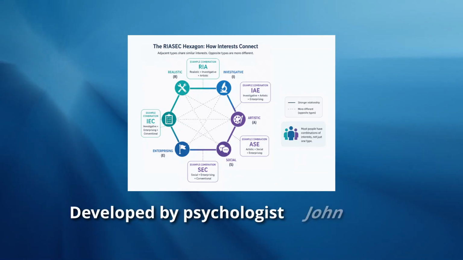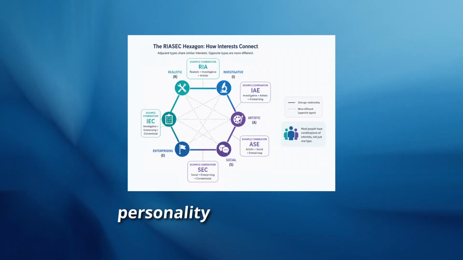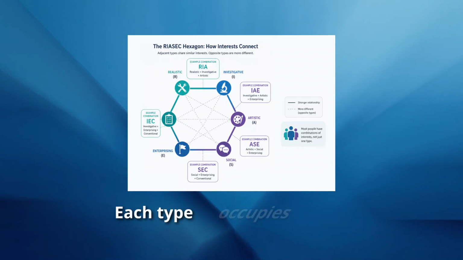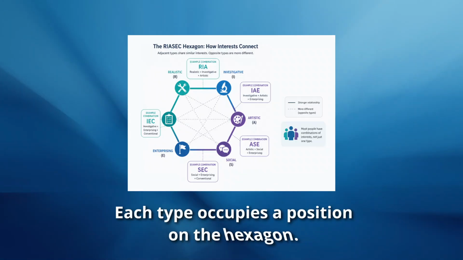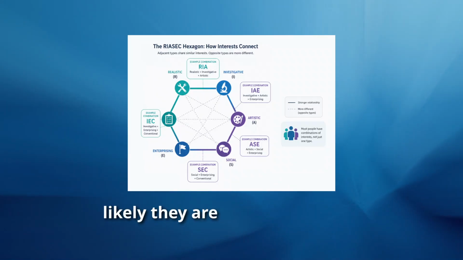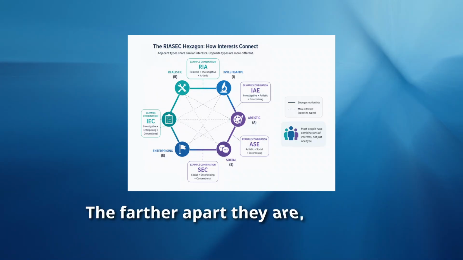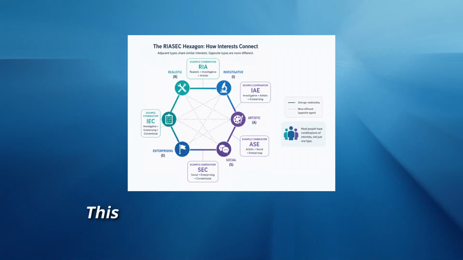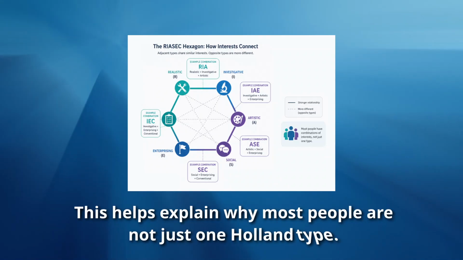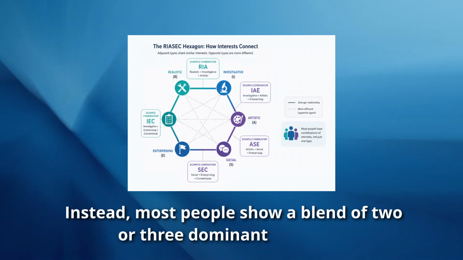Developed by psychologist John Holland, the RIASEC Hexagon organizes the 6 personality types into a simple visual model. Each type occupies a position on the hexagon. The closer 2 types are to one another, the more likely they are to share common interests and preferences. The farther apart they are, the more different they tend to be. This helps explain why most people are not just one Holland type. Instead, most people show a blend of 2 or 3 dominant interests.